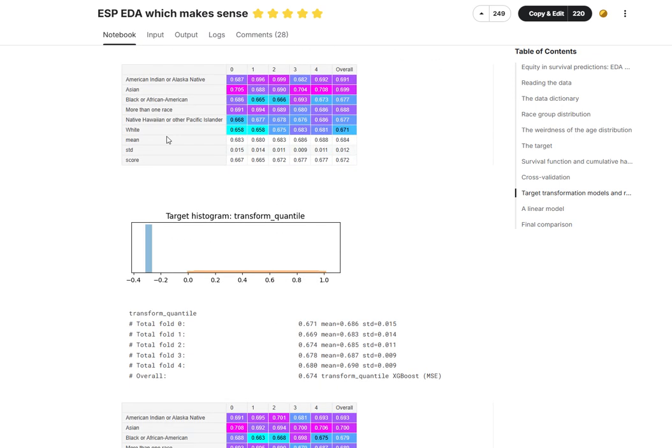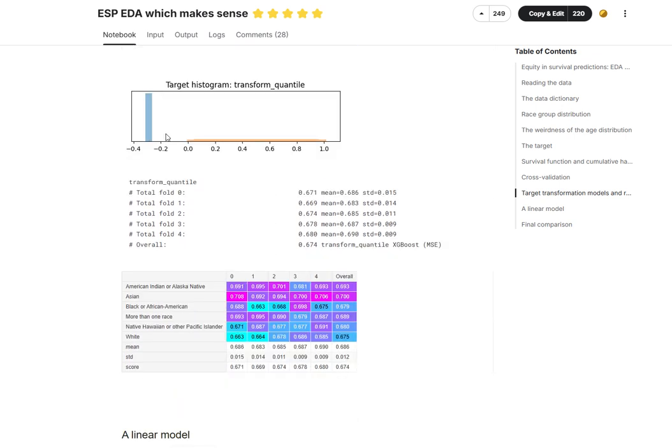Finally, we have transform quantile. This one uses a quantile transformation, which is designed to map the data to a uniform distribution. In this specific implementation, it transforms the event times to be uniform, and then puts all the censored times below the minimum of those. And what do we get? Another very bimodal distribution. Even after a quantile transform, we have this sharp peak at -0.3, the censored cases, and a broader, flatter distribution from 0 to 1, the event cases.